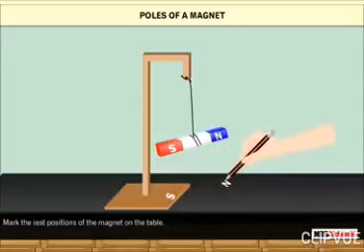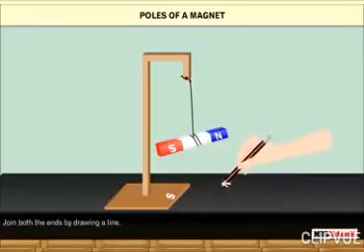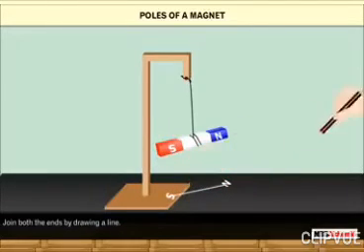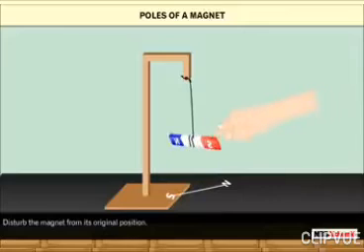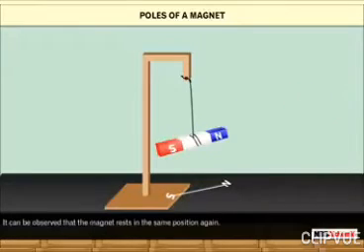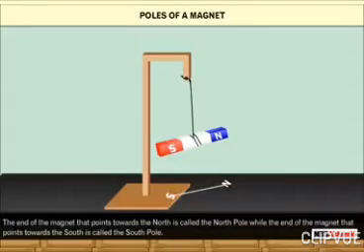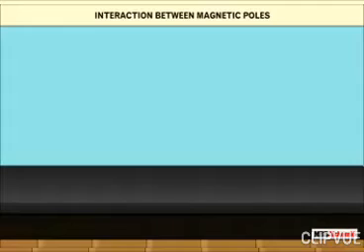Mark the rest positions of the magnet on the table. Join both the ends by drawing a line. Disturb the magnet from its original position. It can be observed that the magnet rests in the same position again. The end of the magnet that points towards the north is called the north pole, while the end of the magnet that points towards the south is called the south pole.